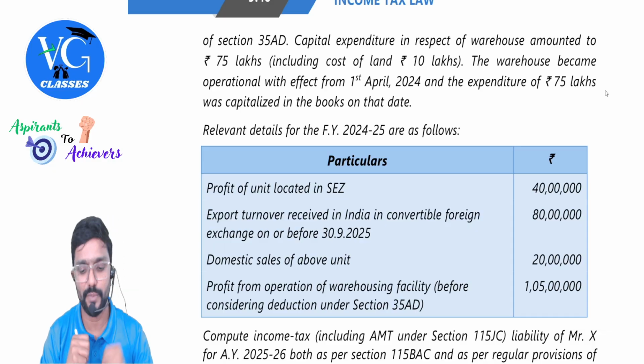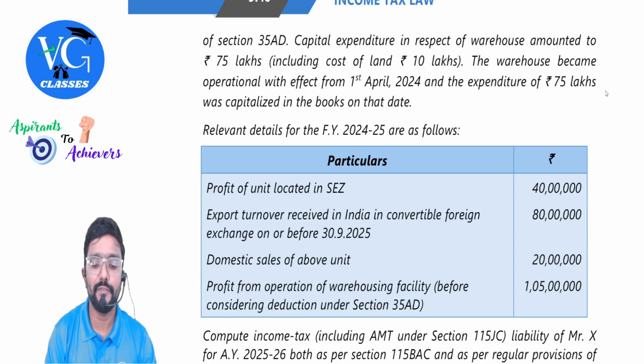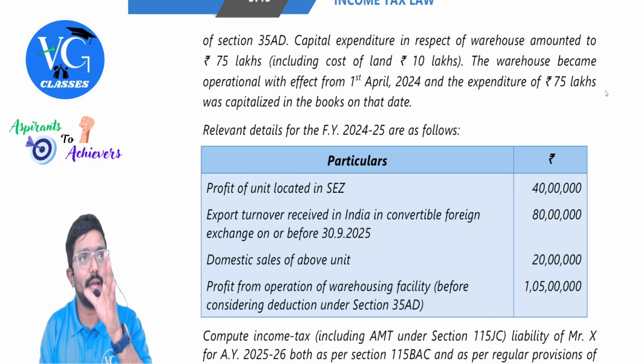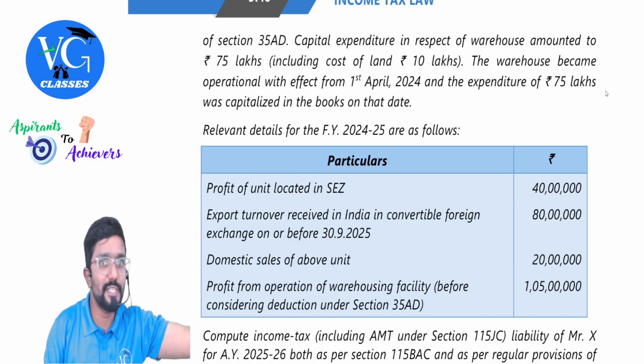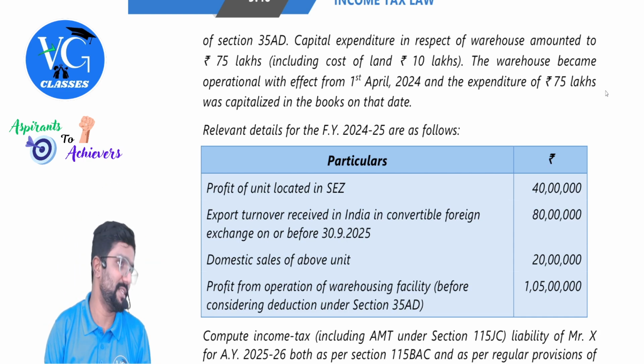Under the head PGBP only. The warehouse became operational with effect from 1st April 2024. That is our previous year. So if there is any capital expenditure incurred before commencement of business, when is it allowed? In the year in which the business is commenced.